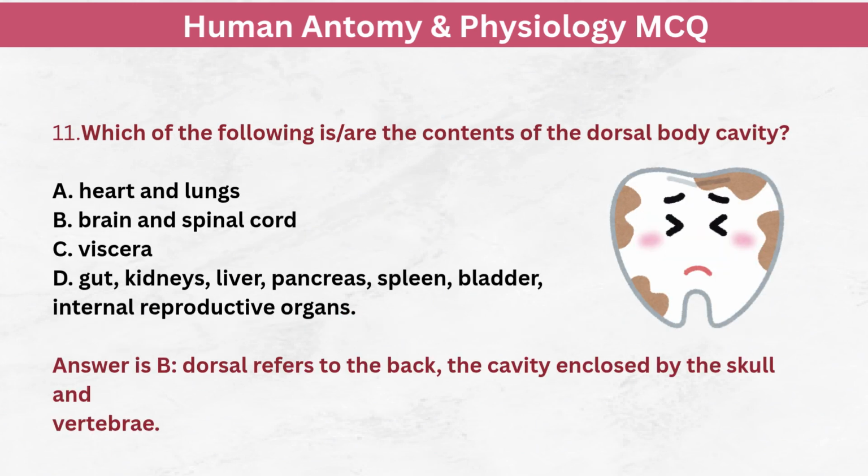11. Which of the following are the contents of the dorsal body cavity? A. Heart and lungs. B. Brain and spinal cord. C. Viscera. D. Gut, kidneys, liver, pancreas, spleen, bladder, internal reproductive organs. Answer is B. Dorsal refers to the back, the cavity enclosed by the skull and vertebrae.